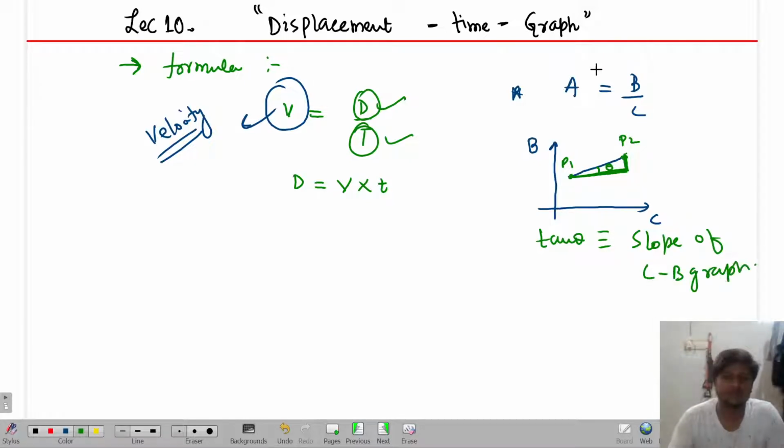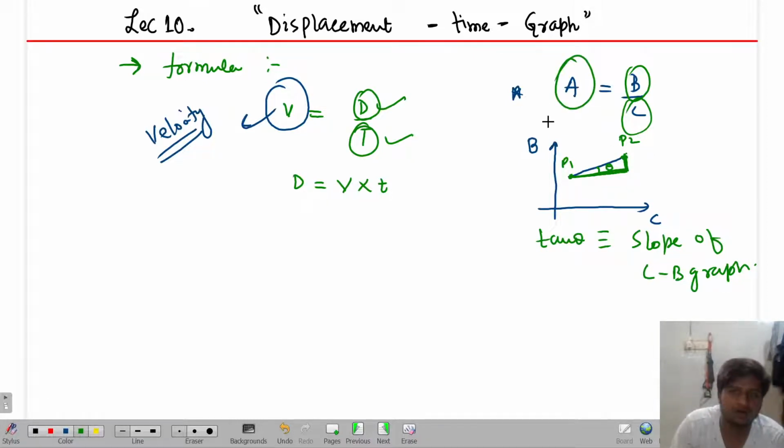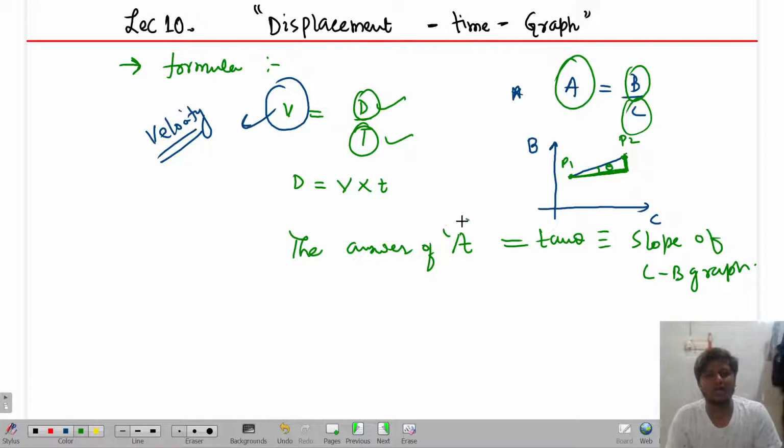The CB graph. So remember that if A is equal to B by C, means if a fraction of B and C is there, if you take B as one axis and C as one axis, and let's suppose you have drawn any kind of curve, if you find the slope of that particular curve, that slope will be the answer of value A. Means this slope of the CB graph is going to give you the answer of A. Got it or not? Are you able to understand me or not?